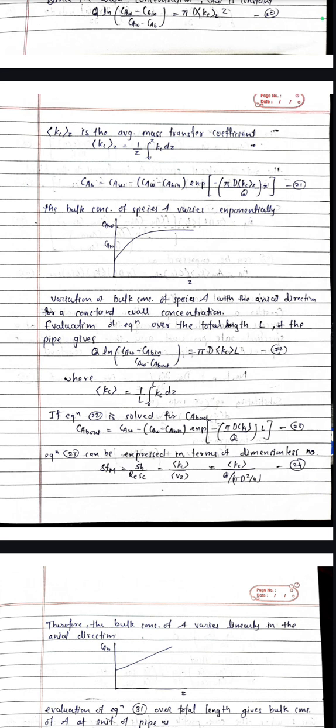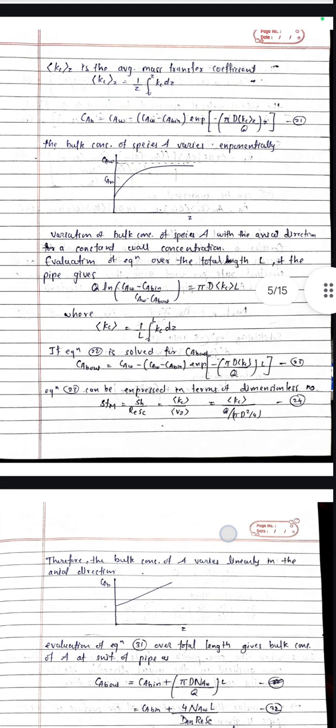Evaluation of the equation over the total length L of the pipe gives Q ln[(CAW minus CAB in) upon (CAW minus CAB out)] is equal to pi d Kc L, where Kc is equal to 1 by L times the integration of Kc dz. We will solve equation 22 for CAB out. We get CAB out is equal to CAW minus (CAW minus CAB in) into exponential of minus pi d Kc by Q into L.